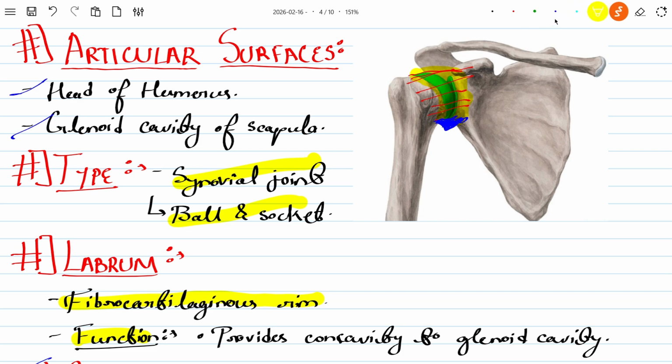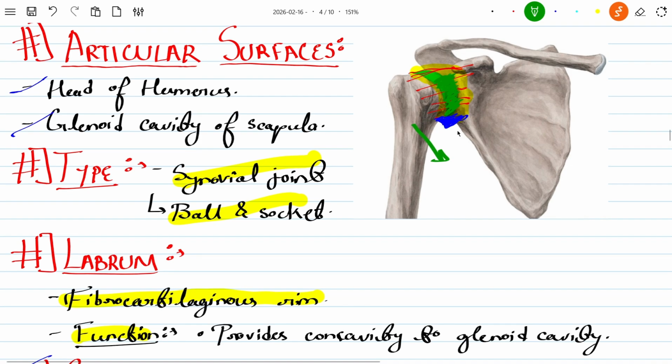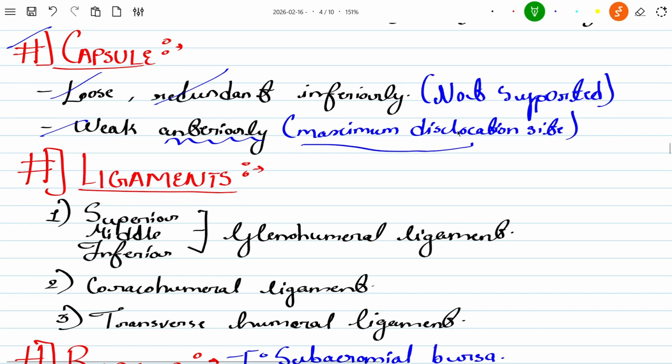But the uniqueness is the anterior aspect. The anterior aspect of this capsule is very weak. So that's why the shoulder gets easily dislocated from the anterior aspect, not from the inferior aspect.